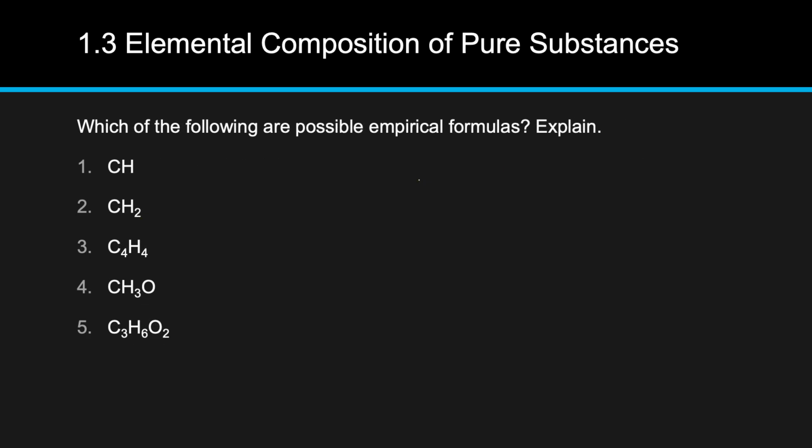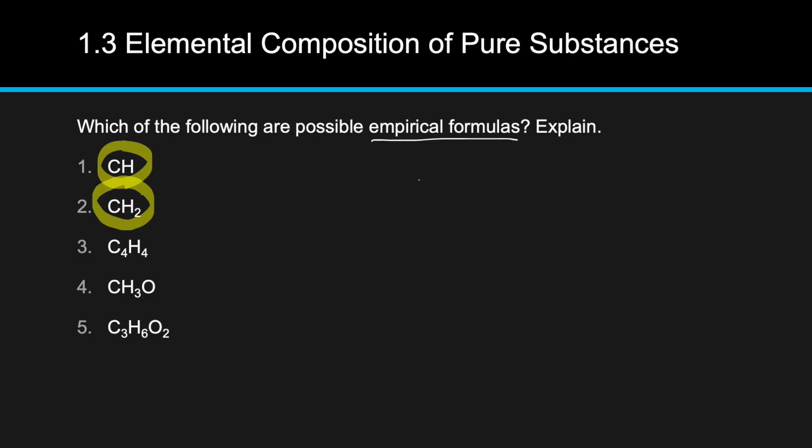All right, which of the following are possible in empirical formulas? Remember, empirical formula is the simplest whole ratio. So these should be very easy to identify, and they're also pretty common on the multiple choice section of the AP Chem test. So CH cannot be divided down anymore, so that would be an empirical formula. Same with CH2.